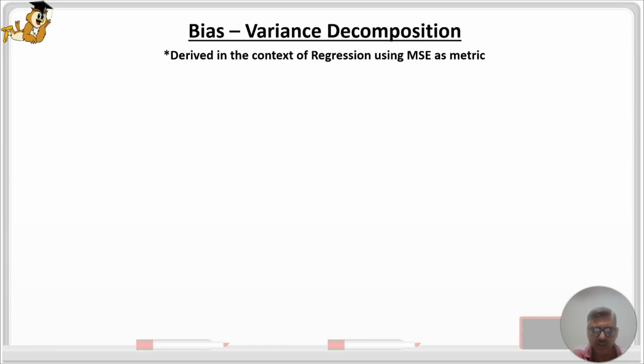Now, the derivation that I am going to go over is in the context of solving the regression problem. So we'll have to do with real numbers, and we will use the mean square error as the error metric. Bias and variance are after all errors, and we have to have some sort of a metric for those errors. We are going to be using mean square error as the metric for our derivation. So let's get started.